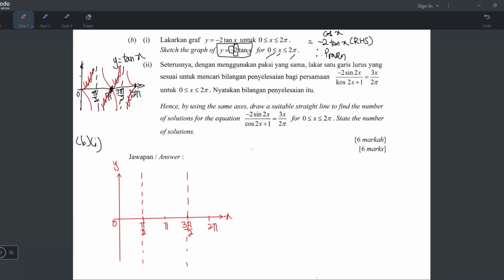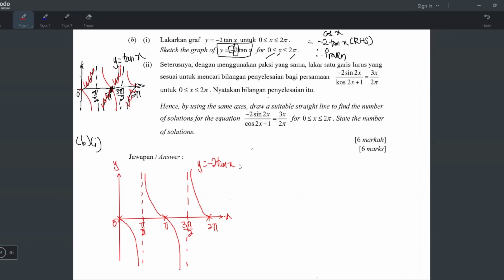Because it's tangent 1x, the dotted lines will be at 90 and 270. If it's tangent 2x, then it will be at 45 and 135, because tangent 2x means you have to compress the graph, and when you compress, the dotted lines get pushed back. So the points will be here, here, and here. But instead of going up as normal, you have to go down because of the negative. This one is like this, and this one is like this. So that is your y equals negative 2 tangent x.